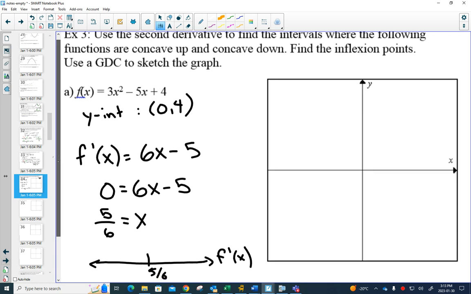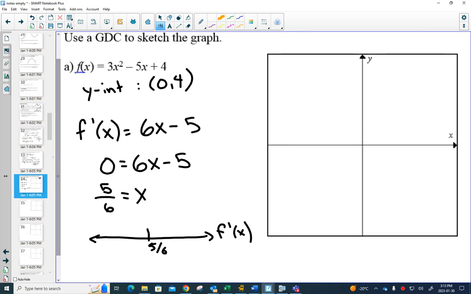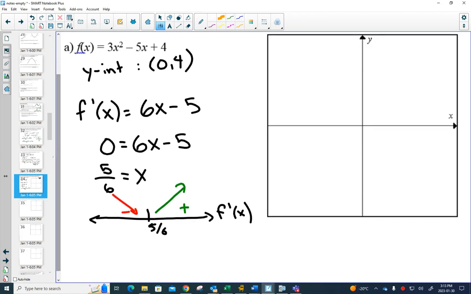Make our number line, and now we can determine where something is increasing or decreasing. In this case, if I plug in something less, like 0, I get a negative number, meaning that it's decreasing. And then plug in something bigger than 5/6, like 2, that'll give me a positive value. That'll be increasing. And so we will get that 5/6 comma something is going to be a local minimum.